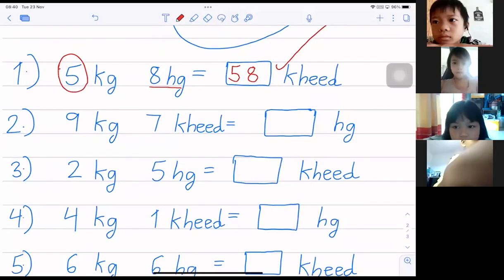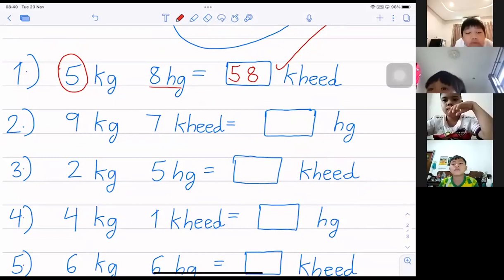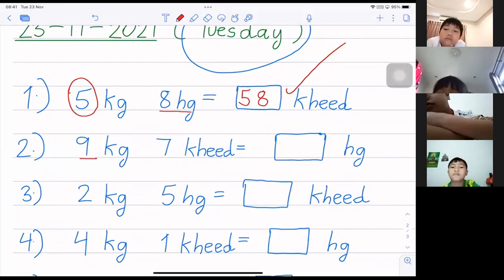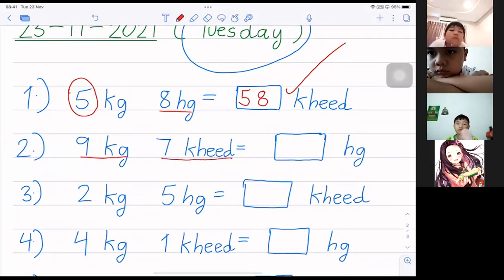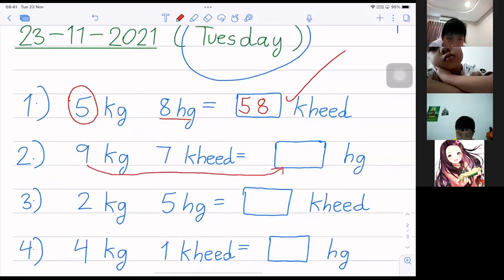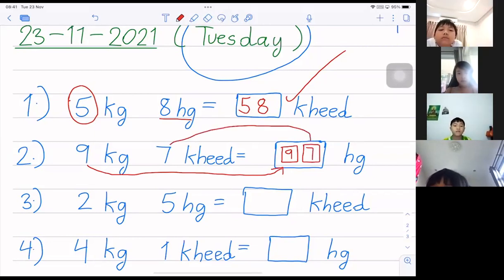Number two, 1 second. Let me see, who should I choose? Titan, can you turn on your microphone, please? Okay, Titan. Number two, okay. 9 kilogram, 7 kheed. Again, 9 kilograms, 7 kheed, okay? So, Titan, what number should I put over here? 97. Correct. 97. After this, number two, finished, okay?